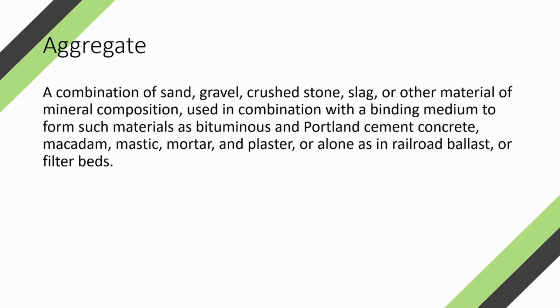So what is an aggregate? Aggregate is a combination of sand, gravel, crushed stone, slag, or other material of mineral composition. It is used in combination with a binding medium to form such materials as bituminous and Portland cement concrete, macadam, mastic, mortar, and plaster. Or alone, it is used in railroad ballast or filter beds. So, kapag wala siyang binding medium, it is a sub-base or subgrade material. So, ito, combination of mineral composition.